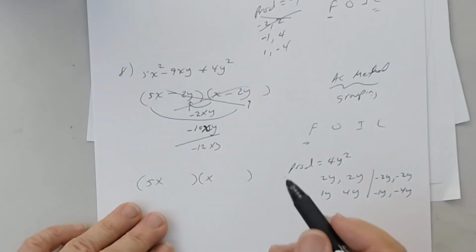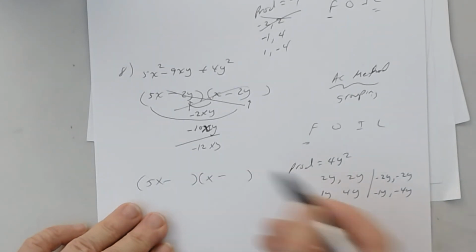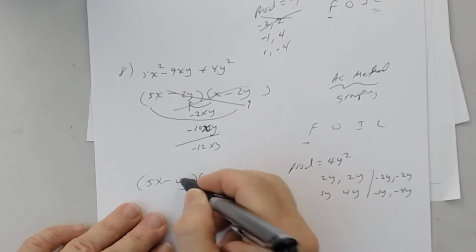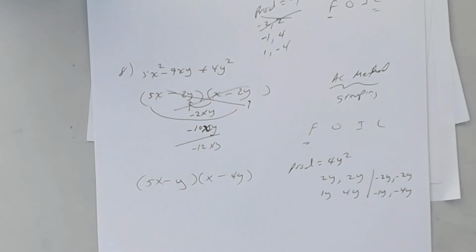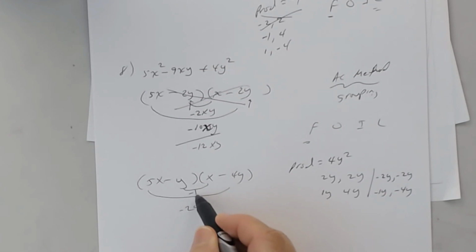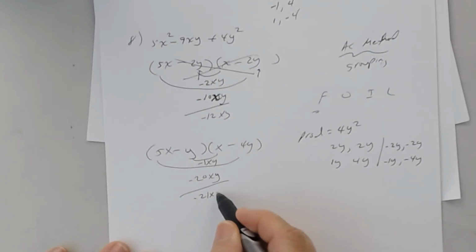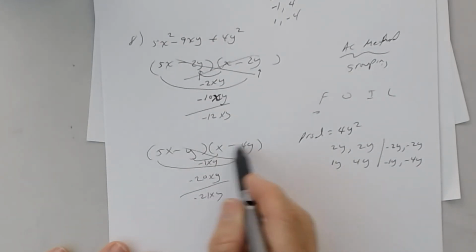So let's put, and they're both still negative, right? Let's put the y here and the 4y here. See what happens, okay? Trial and error. Reverse FOIL. Don't say that's the answer without checking. Let's check the outer. What's the outer? Negative 20xy. What's the inner? Negative 1xy. What do I get? Is that what you wanted? No. So that didn't work.